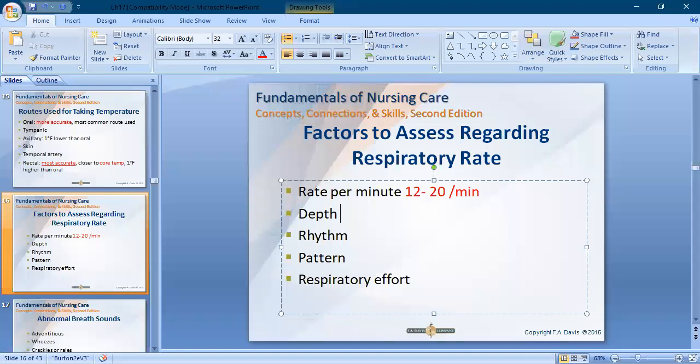Then rhythm. Every respiratory rate, inspiration or expiration, has the same interval, right? When it's the same interval and the rhythm is smooth, we can say the rhythm is regular. Pattern: is it deep or shallow? Is it intermittent or not? And also the respiratory effort.